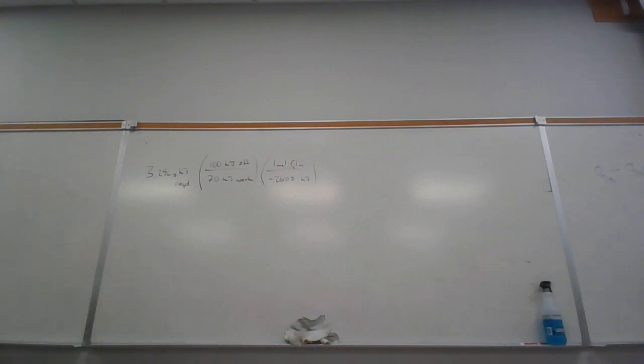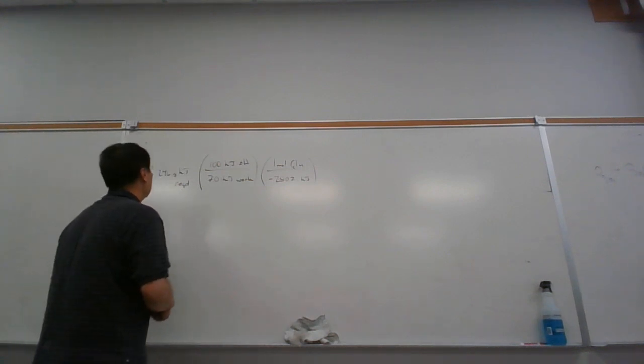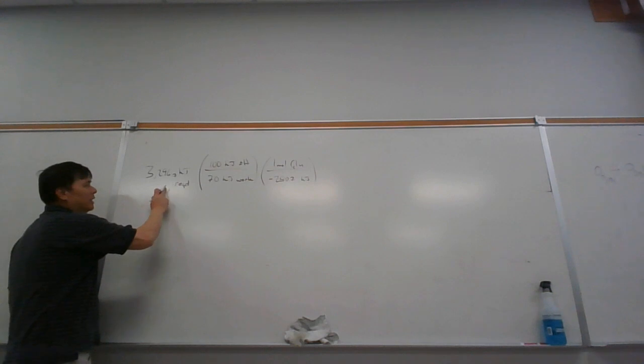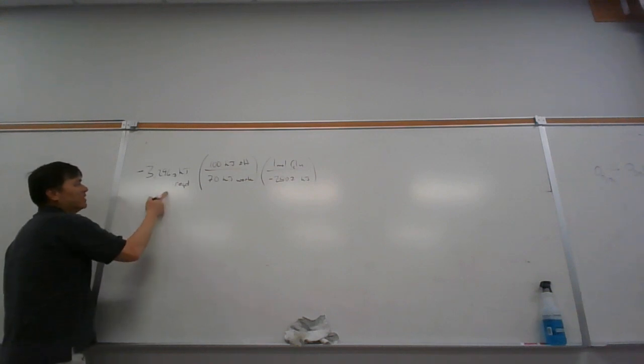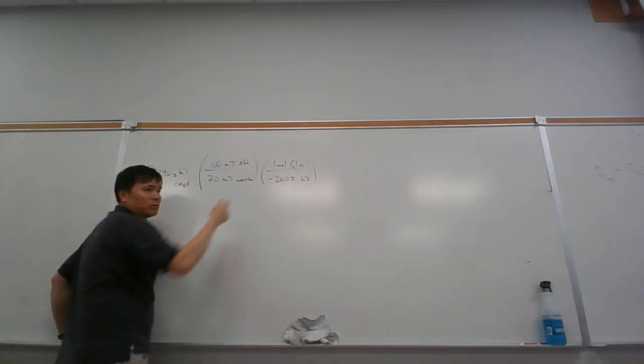Now, what do we do with the sign? Can we have negative grams? No. So we could do different things with the sign. One thing we could do with the sign is say, okay, this has got to be negative because this is the amount of heat that has to be released from the glucose. And so it'd be a negative and a negative here, which would make it positive.